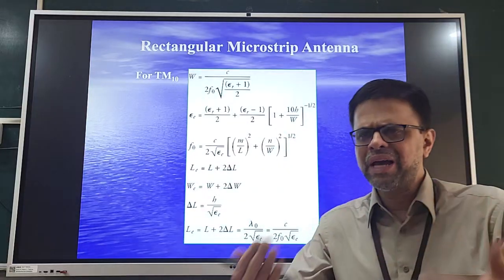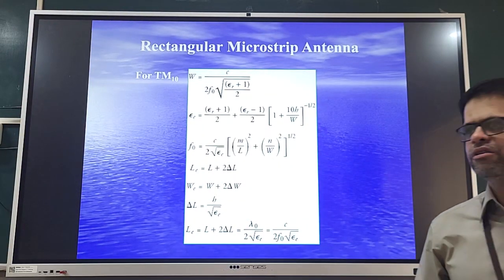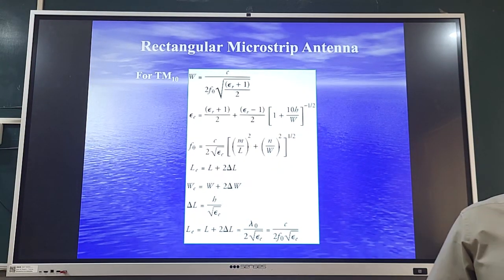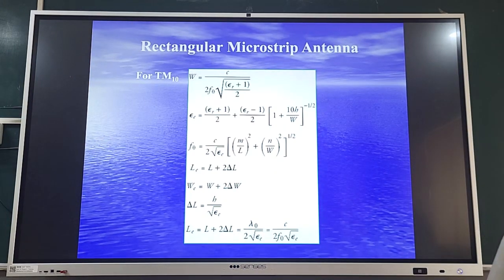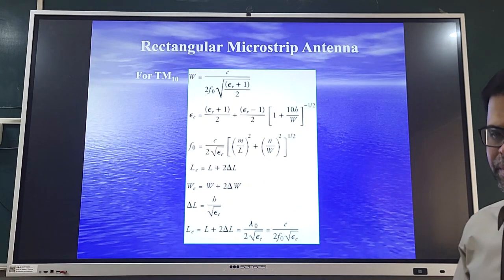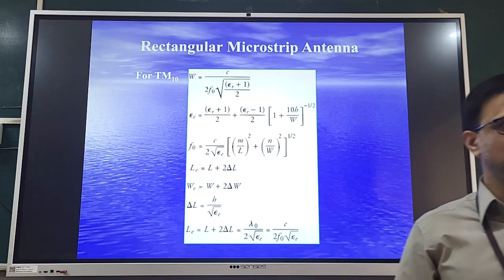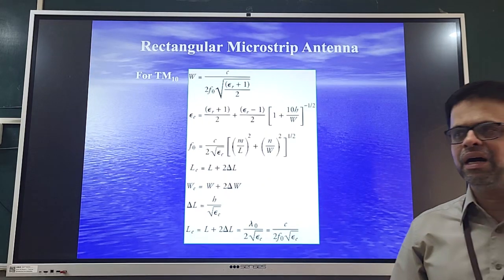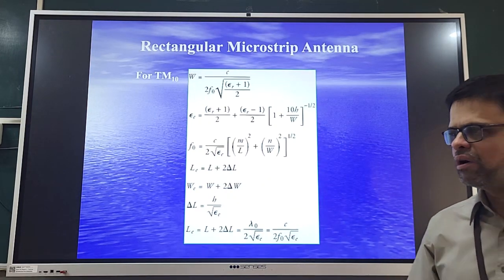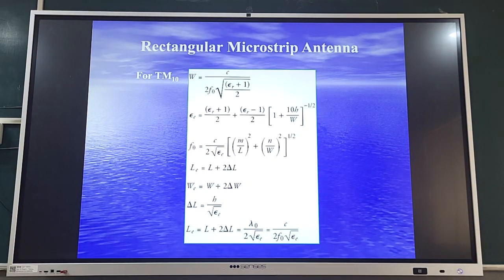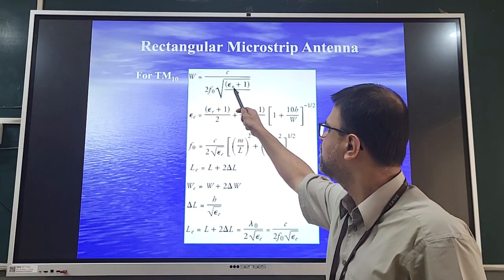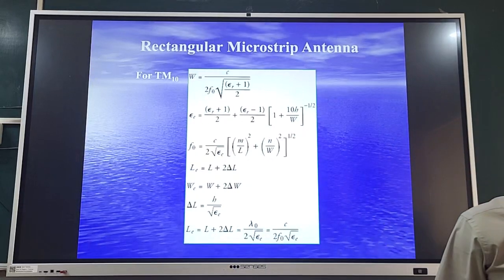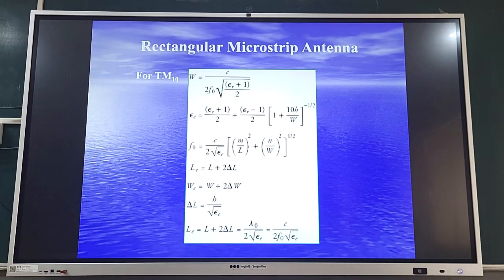Okay, so the problem can be this way: design a rectangular microstrip patch to operate at 1-0 mode on, say, FR4 substrate. Dielectric constant 4.3, substrate thickness can be 1.6 mm, and tan delta is 0.02. So at 900 megahertz you design this antenna. So how to go about this? To start with, what you are given is the frequency, and you are given the dielectric constant. Okay, substrate thickness is available to you.